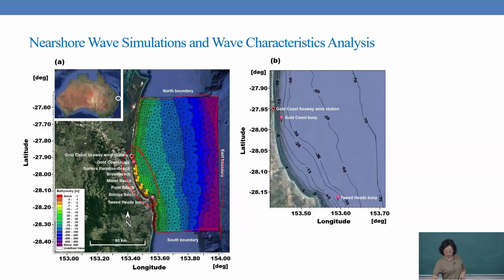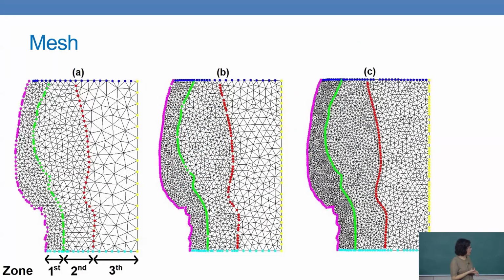And what we did for this one, actually we did have a mesh sensitivity study, or convergence study, to try to find the most efficient mesh. Not too fine, not too coarse. So that's what we did. So we have been doing that.